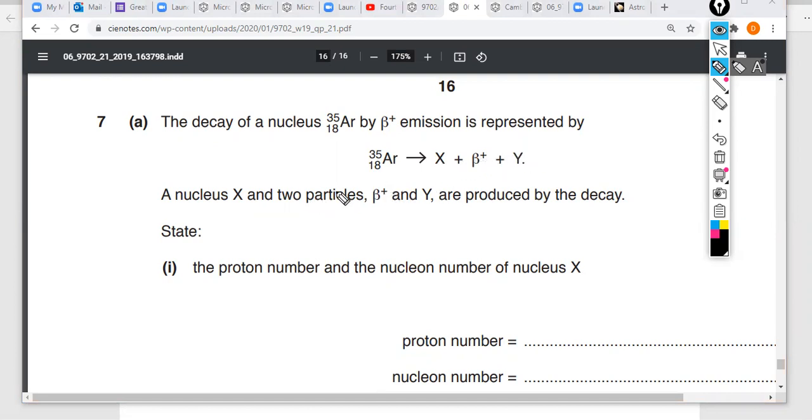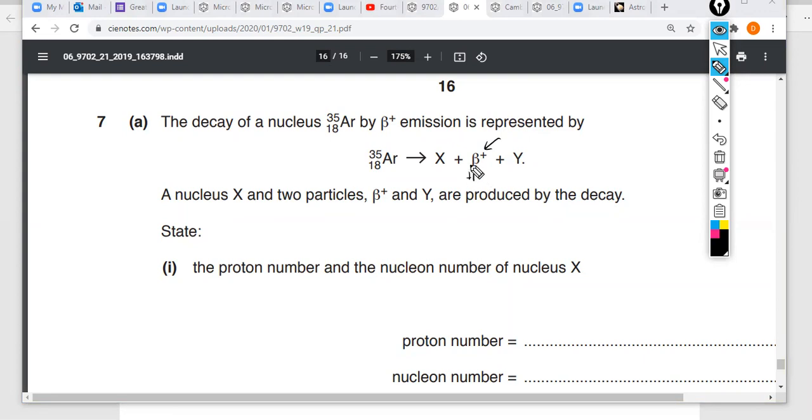A nucleus and two particles. So, this beta plus particle has what charge? That's right, +1. Remember, if it's an electron, then it's -1. That kind of tells you right there. So this is the positron, right? Another name for this particle is the positron.